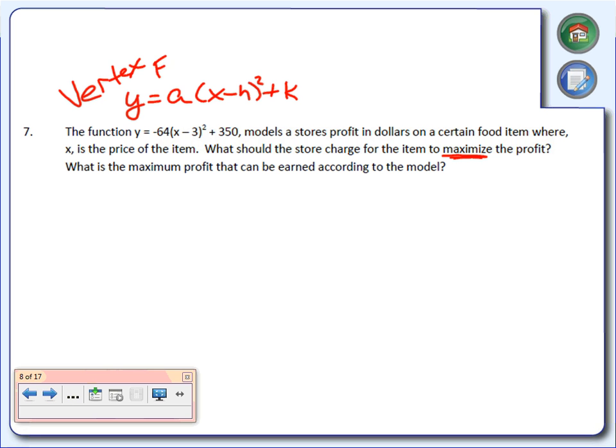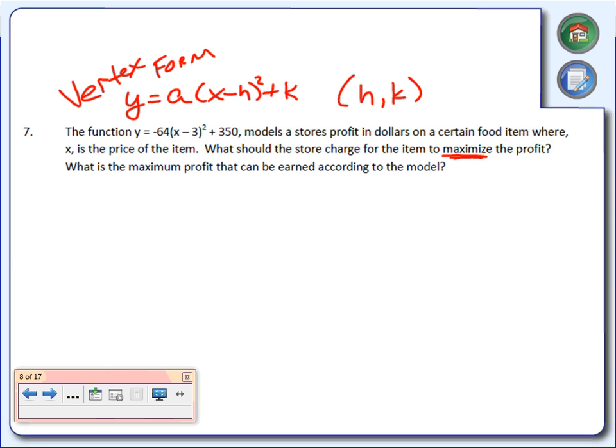Come on, guys. Vertex form. This is called the vertex form. You might want to write that down. That's going to show up on the test. If you don't remember that, write it down. Vertex form. Anybody know why they call this the vertex form? Yeah, because the H and the K represent the vertex.